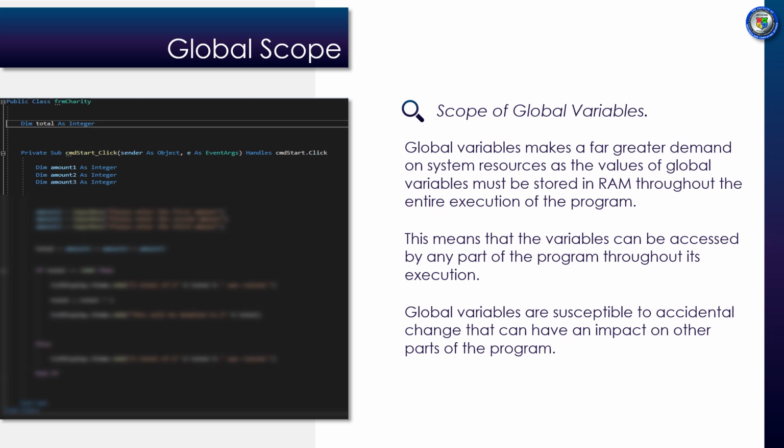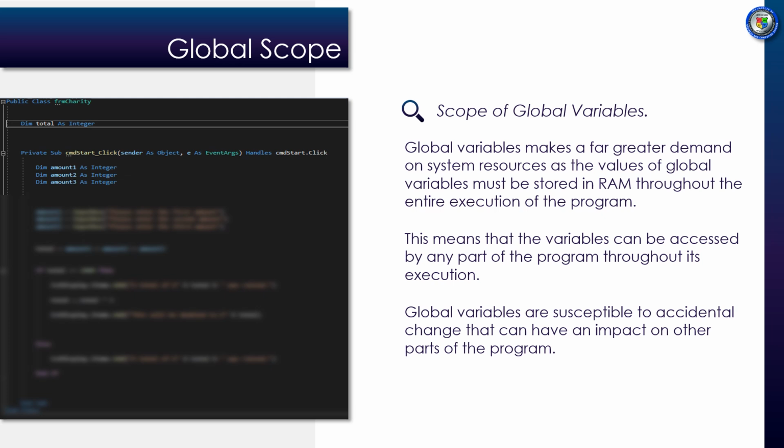We'll firstly look at global scope. Global variables make a far greater demand on system resources. The values of global variables must be stored in RAM throughout the entire execution of the program. This means that the variables can be accessed by any part of the program throughout its execution.